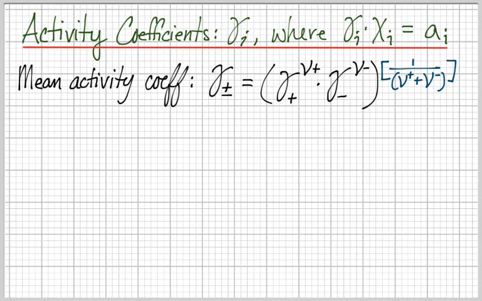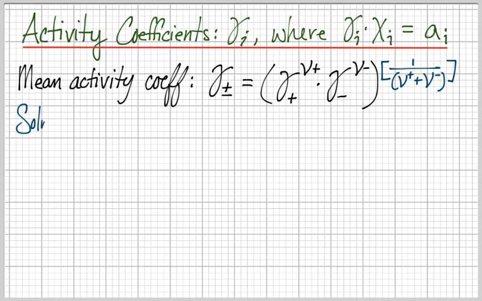So you're going to see a gamma with a subscript plus, that is positive, right, and a gamma with a subscript that is negative, both of which are referring to the cation and the anion respectively. And of course, they're also going to have their stoichiometric coefficients with positives and negatives, referring to cations and anions. And then that mean value is finally raised to 1 over the sum of the stoichiometric coefficients. And let's do that as an example.